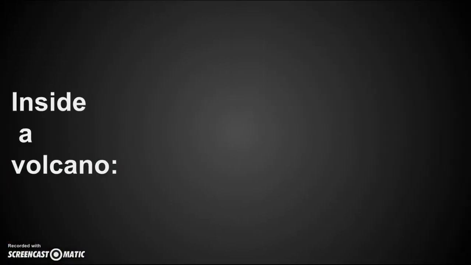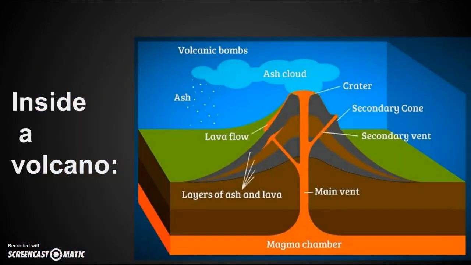So inside a volcano, here's our little schematic. Here's the magma chamber, the liquid rock that is below the crust of the earth, which is right here. Here's the main vent that goes up through the volcano. This is where the magma will be forced up from the pressure, and then it will explode and erupt. As you can see, you've got some of the lava flow after the eruption.